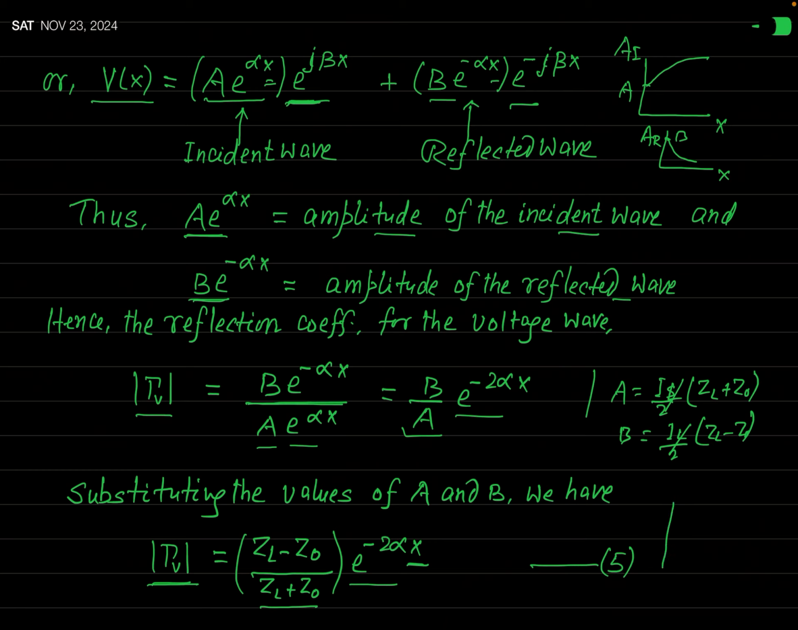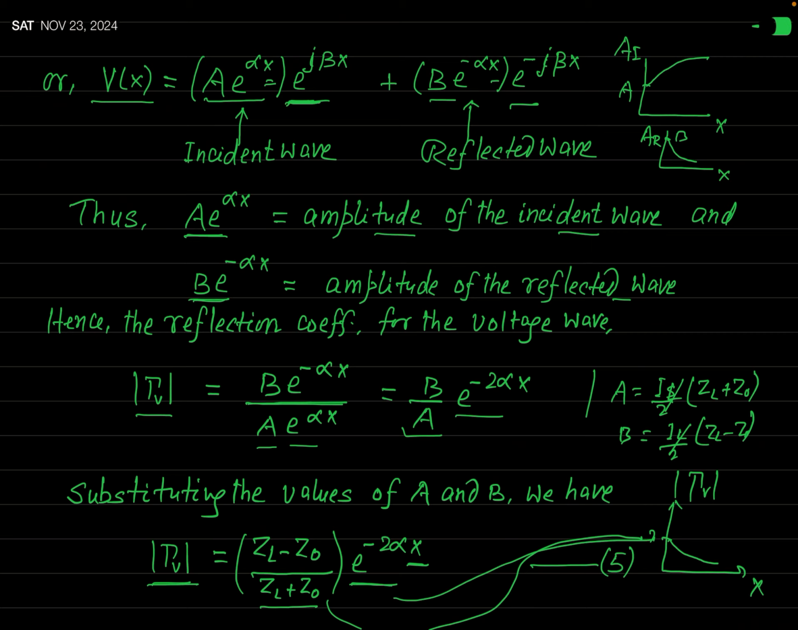So when you plot a graph of modulus of gamma V against x, when x is 0, this exponential factor will be 1, and gamma V will be equal to this much. This will be the value. I am not writing here. This will be ZL minus Z naught over ZL plus Z naught. This is less than 1. And after that it will attenuate, it will decrease.